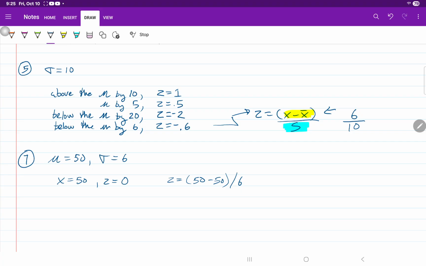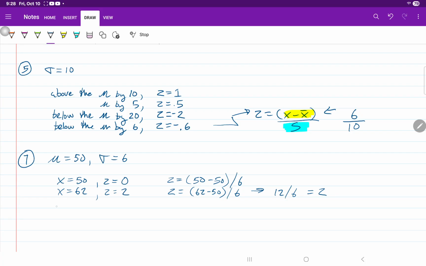The next one, x equals 62. Well, here we'll need that formula. Z equals 62 minus 50 divided by 6. Oops, 62 minus 50 equals 12. Divide that by 6. We have a z-score equal to 2.